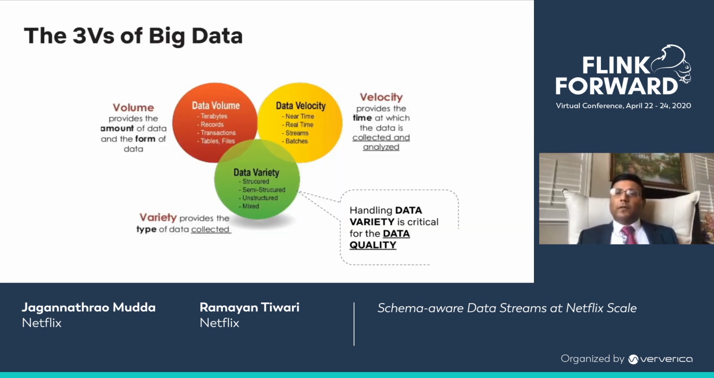We all have heard of the term 3 V's of big data, which stands for volume, velocity, and variety. These 3 V's represent the challenges of getting insights from big data. The data volume and data velocity are typically handled by building scalable infrastructure. However, addressing data variety has been challenging for most technology companies, and it is very critical for the data quality.